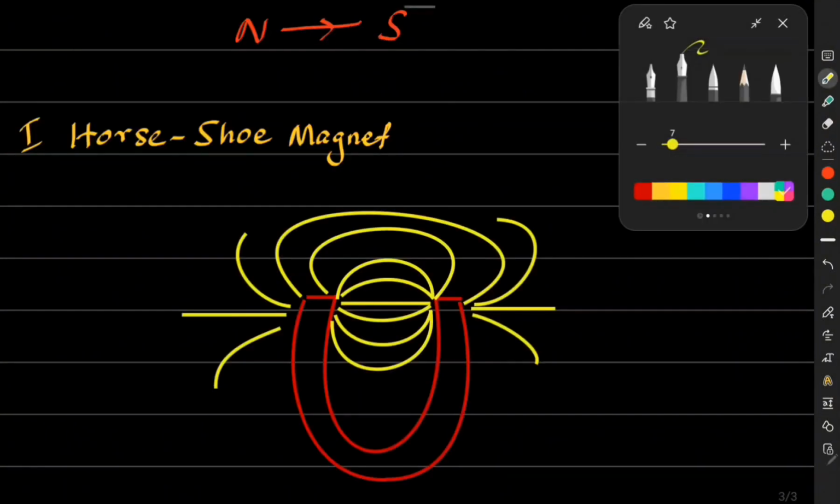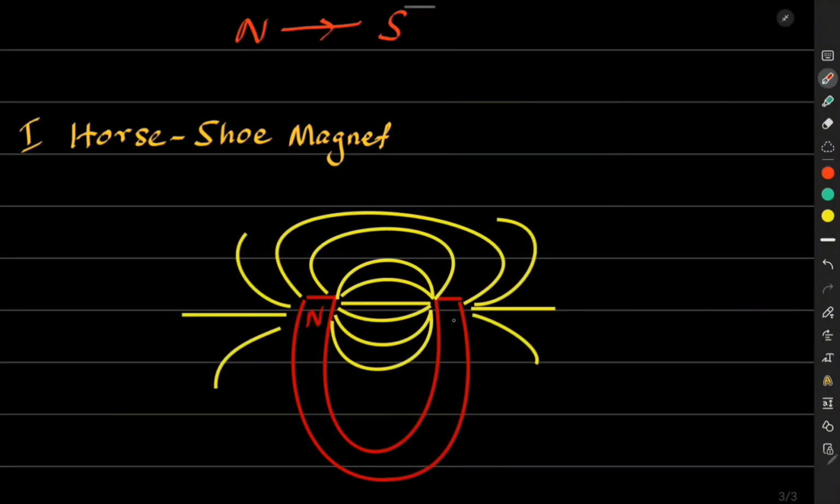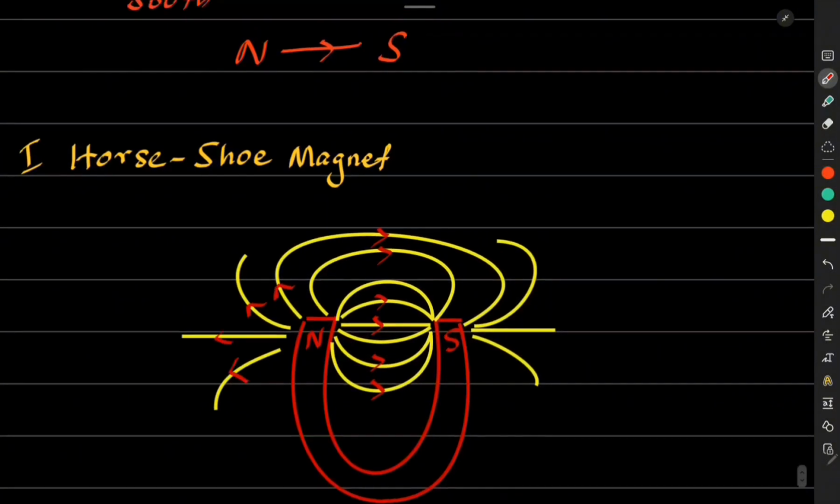This is a horseshoe magnet. This is the north pole, and this is the south pole. The magnetic field always travels from the north pole to the south pole. So the magnetic field lines go like this, and the arrows always point towards the south pole. This is magnetic field model number 1.